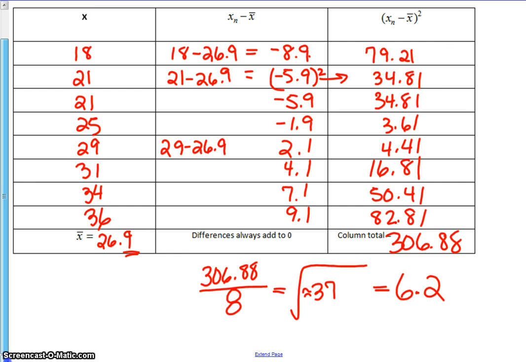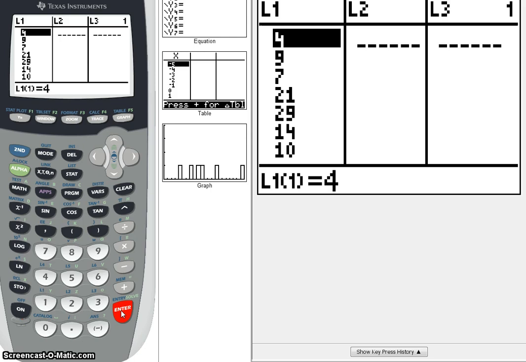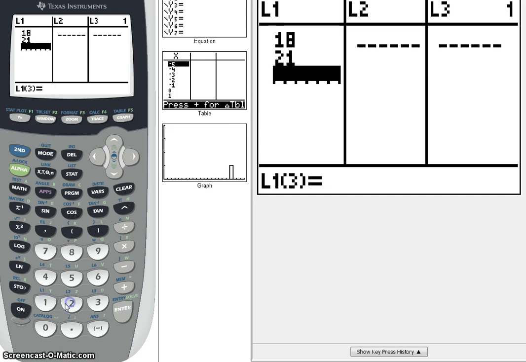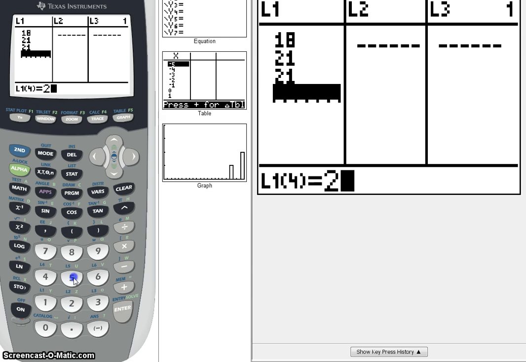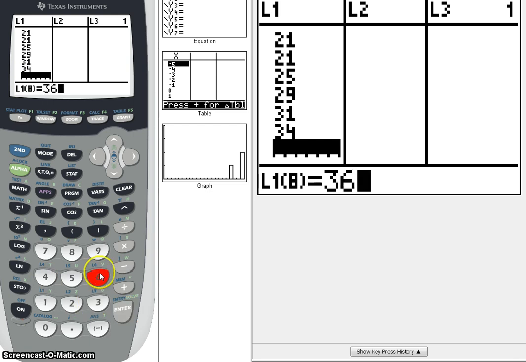And I know it's considered kind of a long way. Let's talk about how you do it if you have a calculator in front of you. So here's our standard graphing calculator. You'd first want to put a list into your calculator. I would clear this to get the old list taken off. All right, I'm going to put the same list in. I have 18, I have two 21s, so I'm going to hit 21 twice. I have a 25 and a 29, 31, 34, 36. So there's my list.